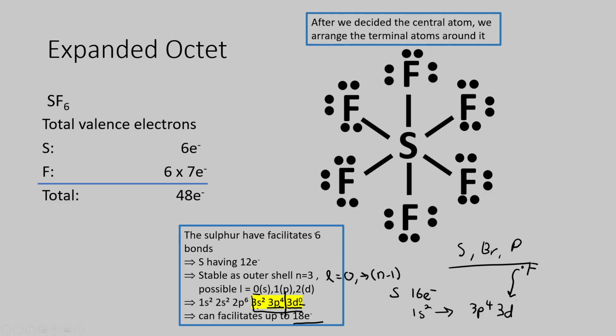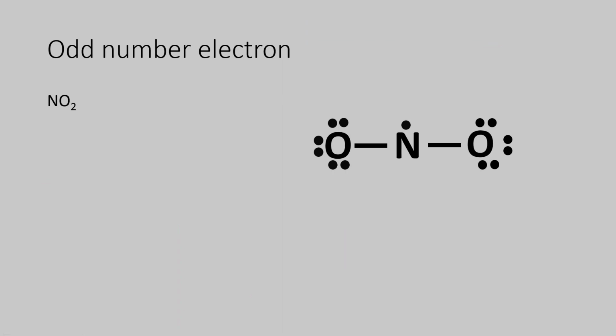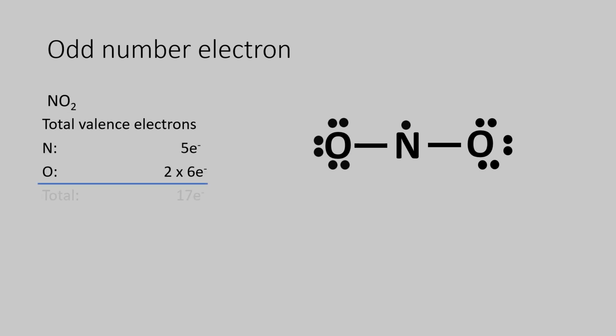So now, tengok on odd number of electron. Odd number ni is a bit hard sebab the only way you nak tahu is through counting the total valence electron. It is the most crucial step untuk awak buat Lewis structure, untuk awak buat molecular geometry. This is paling penting. Okay, you kira.